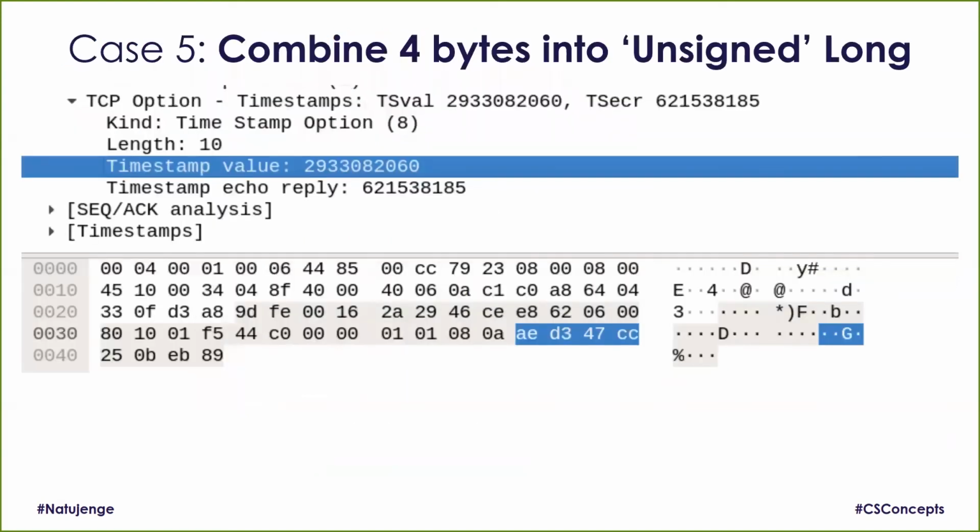Now, the last part is combining 4 bytes into an unsigned long. And here you can see there is another protocol. This is the TCP header. And there is a parameter here, a TCP option called timestamps. And the timestamp value is actually 4 bytes, as you can see. And you can see this number is 2.9 billion. And definitely it's bigger than an int because an int is less than 2.9 billion positive. So here we have to use a long, and that's why I've said unsigned long.